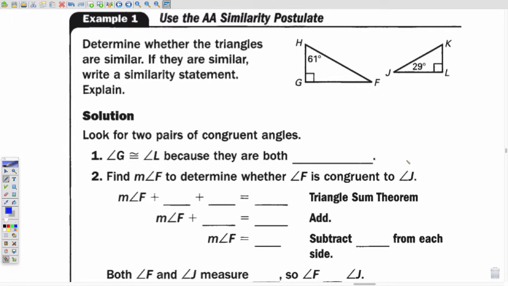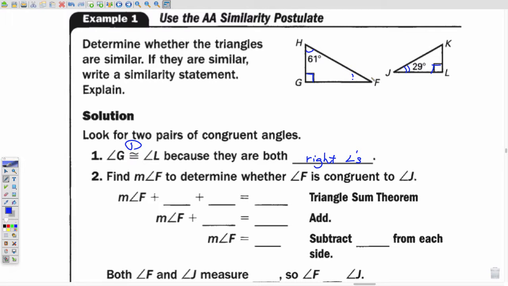Determine whether the triangles are similar. If they're similar, write a similarity statement. So the first one says these two angles are congruent because they're right angles, right? So that's one set. That's my first set. Now the second set are not congruent. Look here. This is 61. This is 29. They're not congruent.